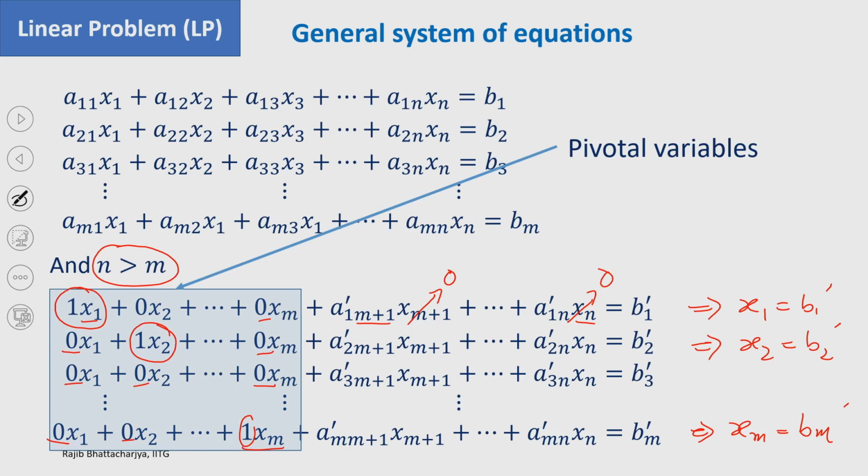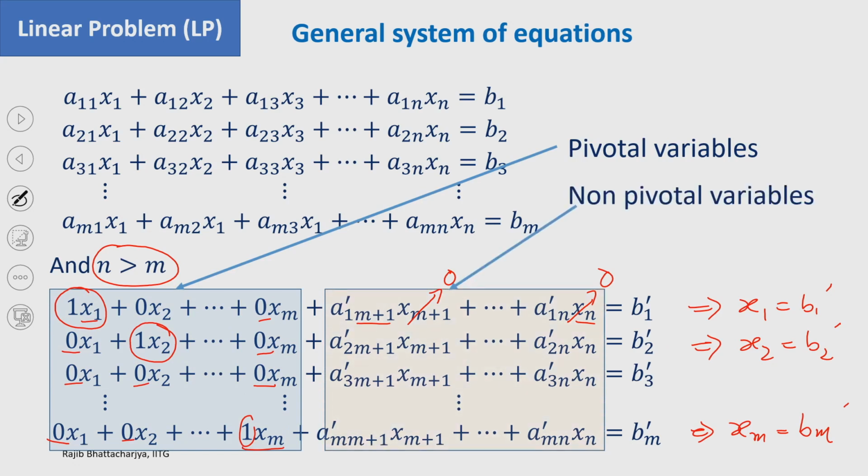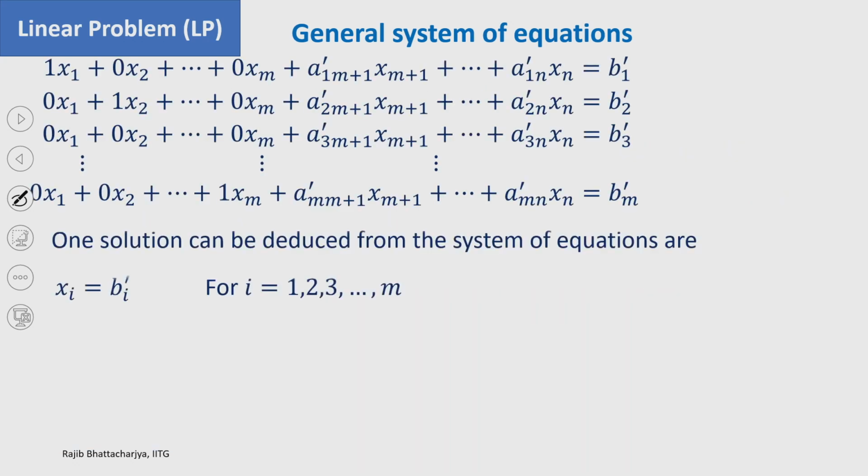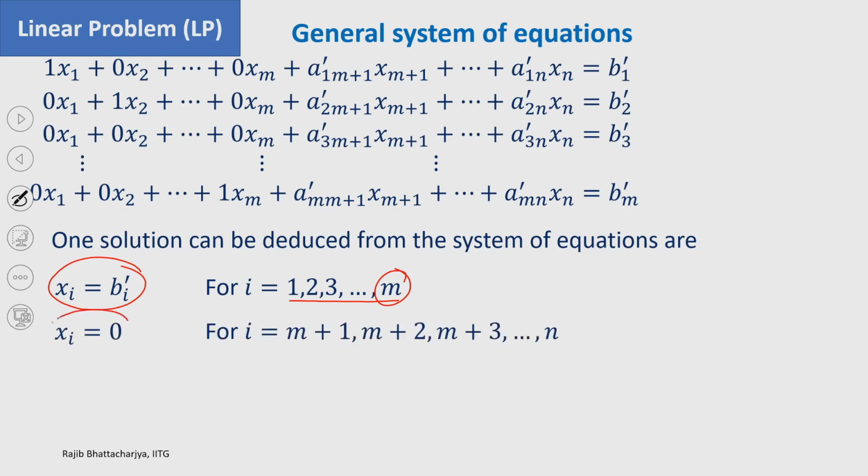We call these pivotal variables and these non pivotal variables, and these on the right hand side are constants. So, one possible solution is x i equal to b i dash for i equal to 1 to m, where m is the number of equations, and for the other variables, from m plus 1 to n, which are all non basic variables, we put x i equal to 0.